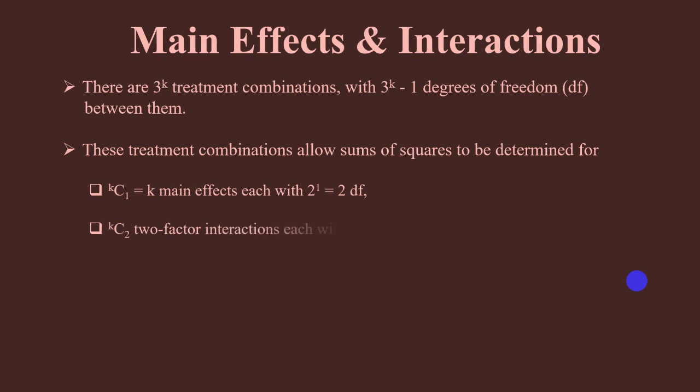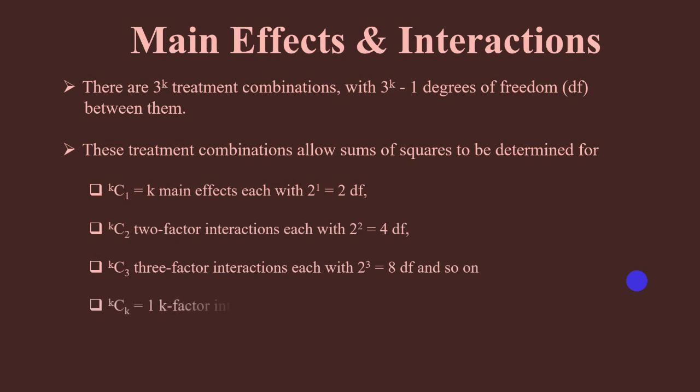kC2 two-factor interactions each with 2 square equal to 4 degrees of freedom. kC3 three-factor interactions each with 2 raised to 3 equal to 8 degrees of freedom, and so on. kCk equal to 1 k-factor interaction with 2 raised to k degrees of freedom. In general, an h-factor interaction has 2 raised to h degrees of freedom.